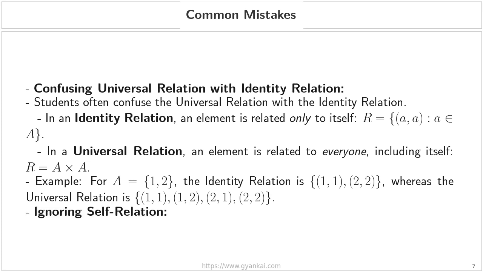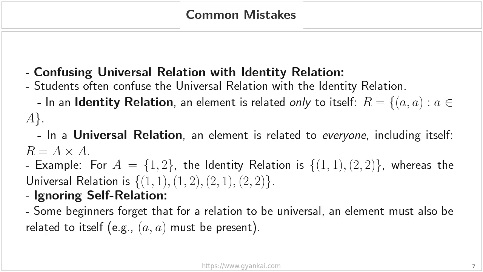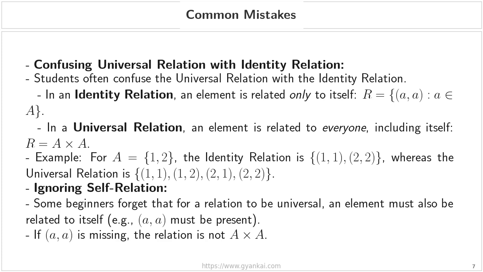The second common mistake is ignoring the self-relation. Some beginners forget that for a relation to be truly universal, every element must be related to itself. For instance, the pair (a, a) must be present for every element in the set. Keep in mind that if any of these self-pairs are missing, the relation is not the complete Cartesian product of A cross A, and therefore, it cannot be classified as a universal relation.